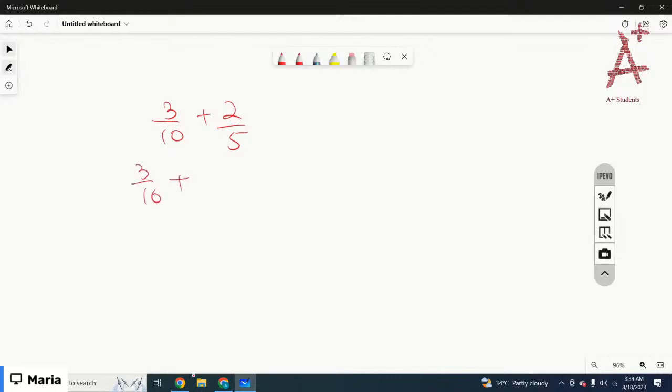It would be 3 over 10 plus 2 times 2 divided by 5 times 2. 3 over 10 plus 4 over 10, right? So they have like denominators. Simply add their numerators. 3 plus 4 is 7. It would be 7 over 10. The correct option is 7 over 10.